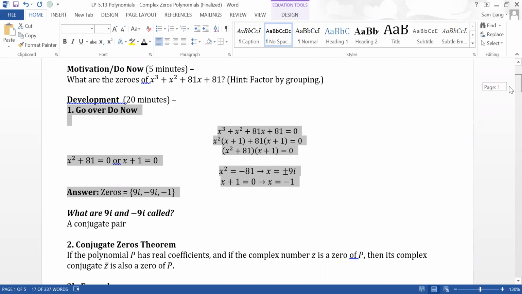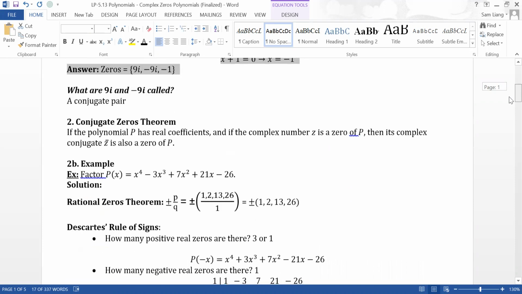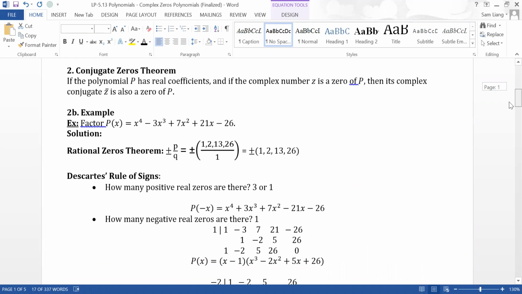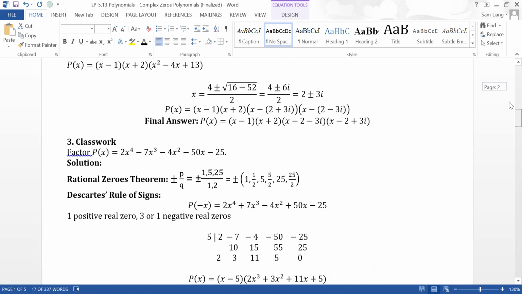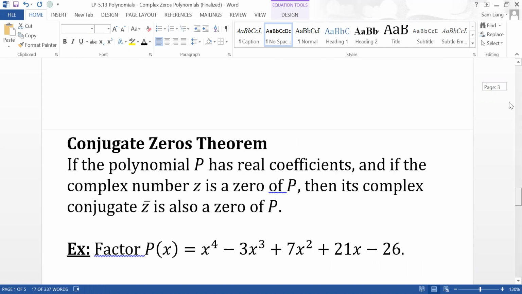Just as an overview of the rest of the lesson, we have the conjugate zeros theorem, and then we also have an example that will demonstrate the conjugate zeros theorem, and then after that, it's just a practice question. So let me get to the slide for the theorem. Here it is.